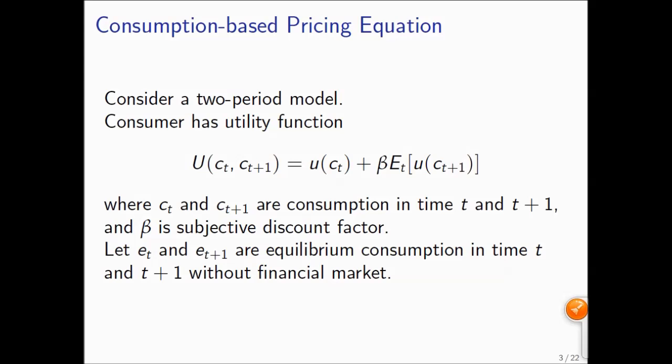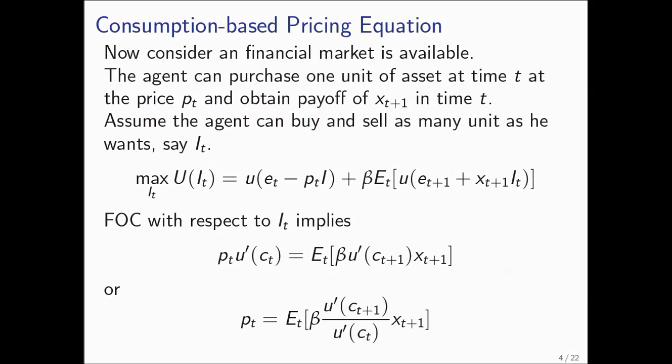Now to proceed, let's consider e_t and e_{t+1} as equilibrium consumption without a financial market. They would maximize according to a certain objective function, and there's some restriction. We don't specify what it is. The next part is to consider if a financial market is available.